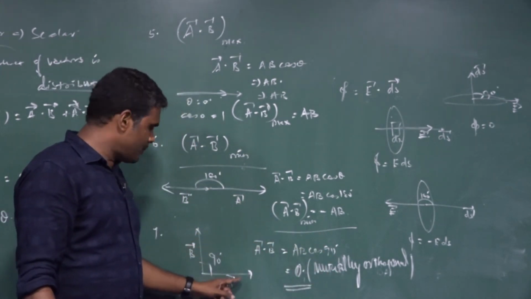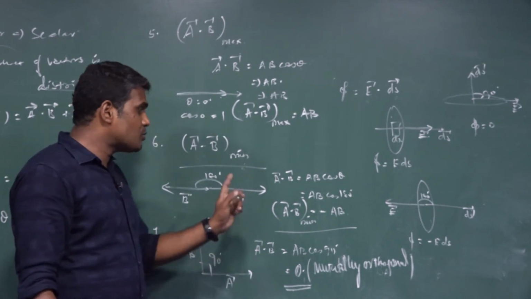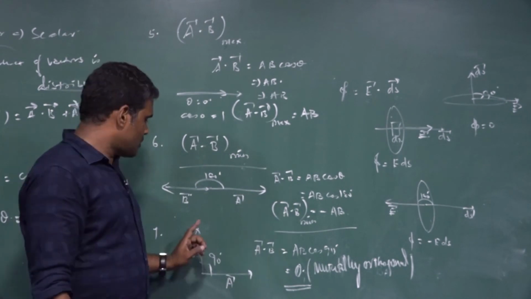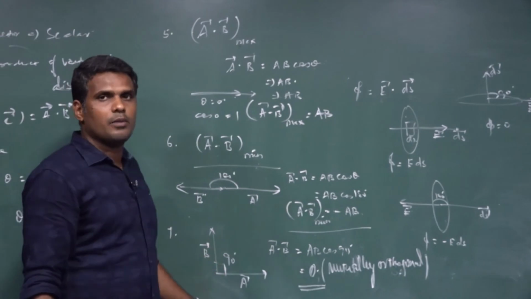With respect to B, A is at 90 degrees. With respect to A, B is at 90 degrees. This is termed the mutually orthogonal condition. So, this is the seventh point related to the scalar dot product.